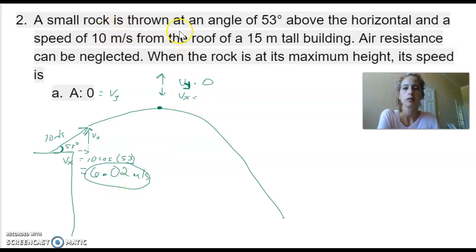What is it asking? It's thrown, it has a speed, top of the building, air resistance can be neglected. What does that change? Yeah, there's definitely no acceleration in the x direction. If there's air resistance, that means there's like friction in the air that can slow us down. So it might be less than 6.02, but since air resistance is neglected, it's 6.02. Yeah, that's not right.